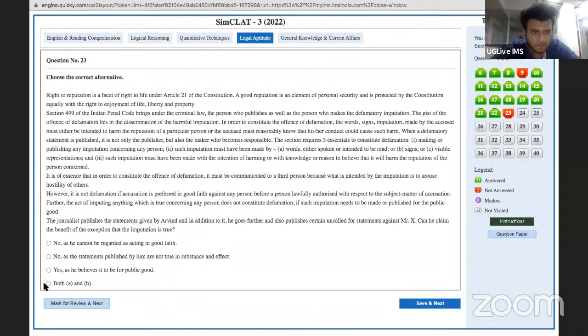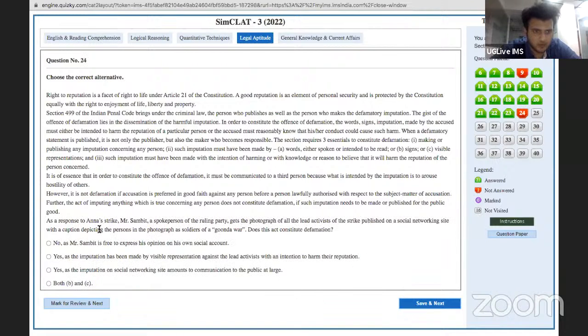Yes, absolutely right. Let's move on. In response to Anna's strike, Mr. Sambit, the spokesperson for the ruling party, gets the photograph of all the lead activists of the strike published on a social networking site with a caption depicting the persons in the photograph as soldiers of a Gunda war.